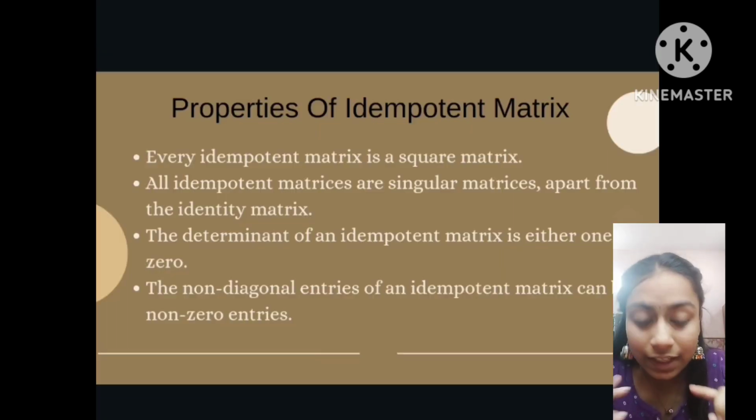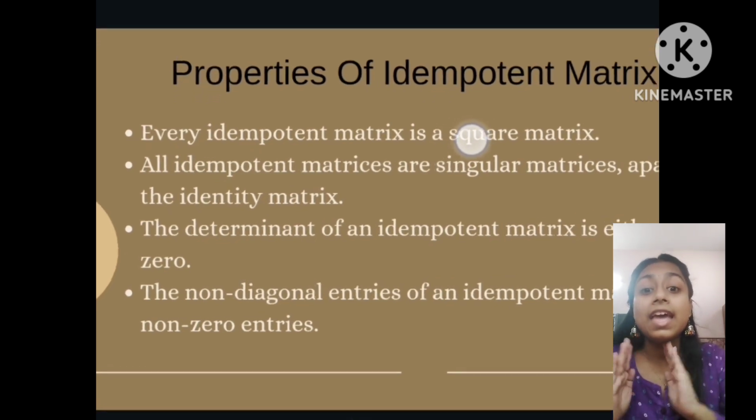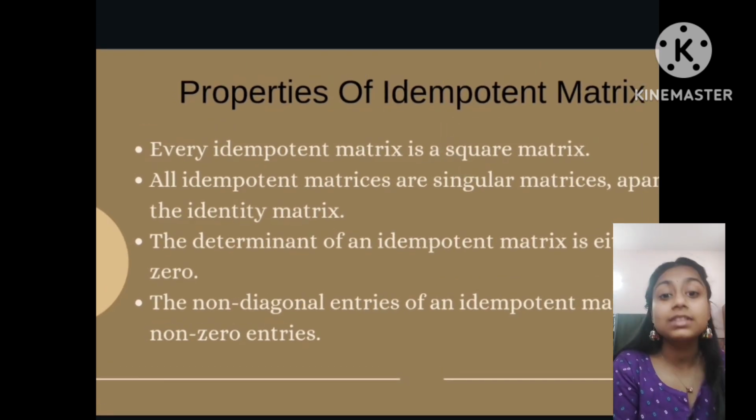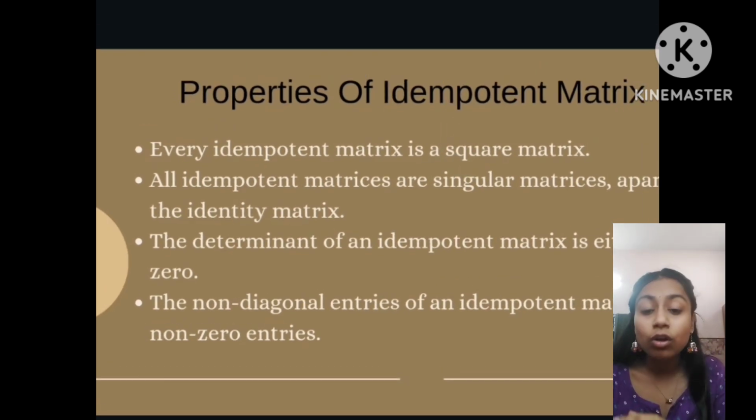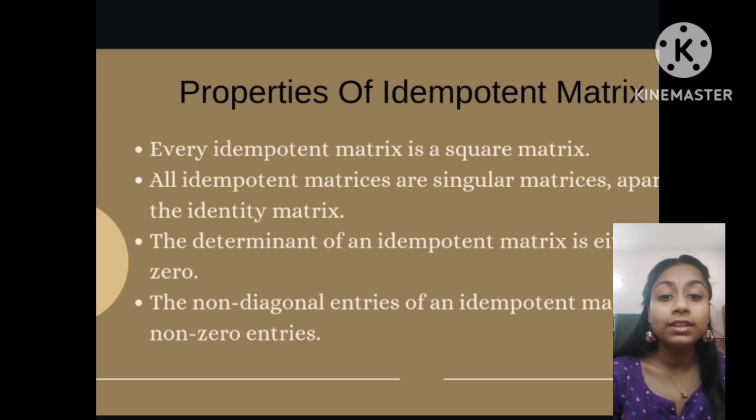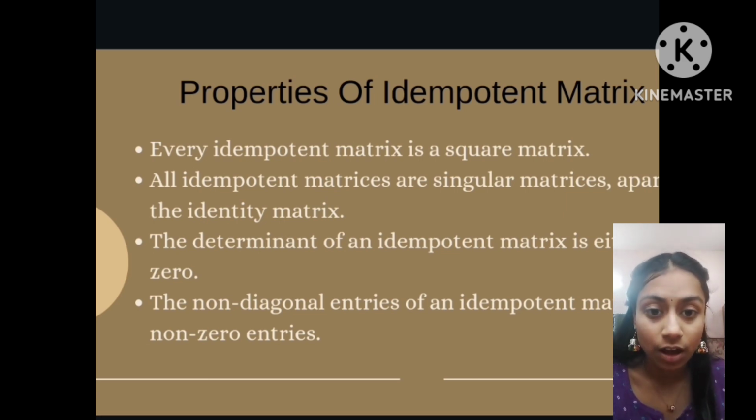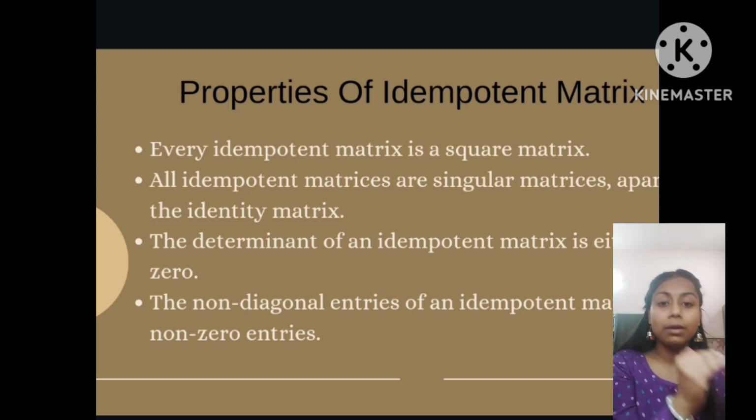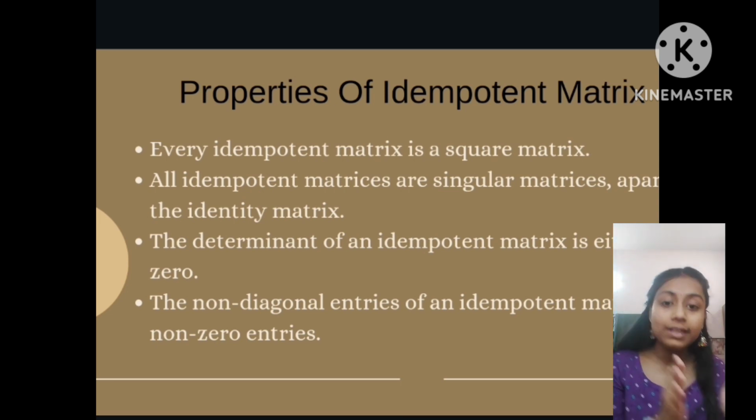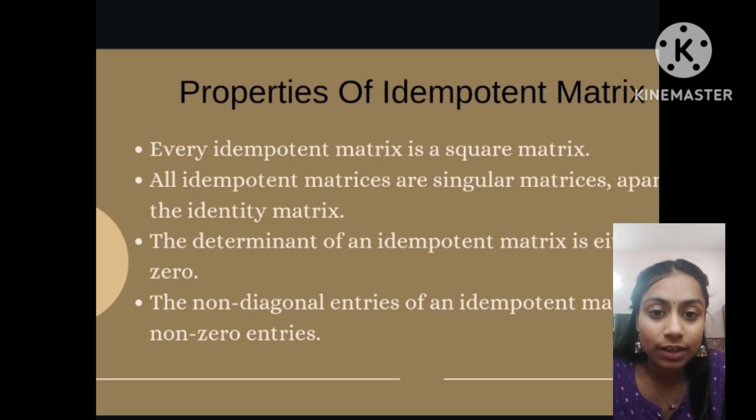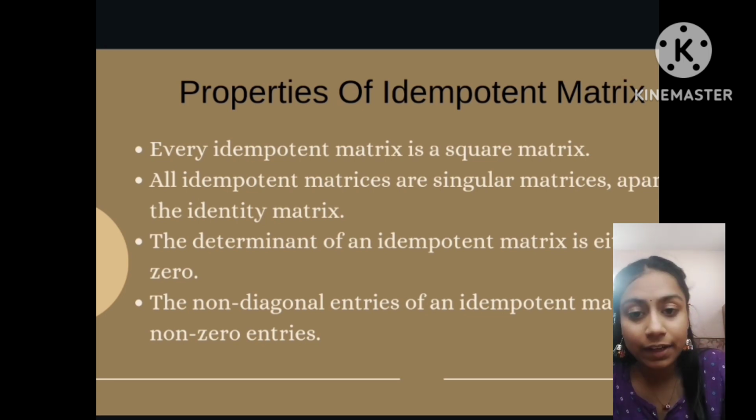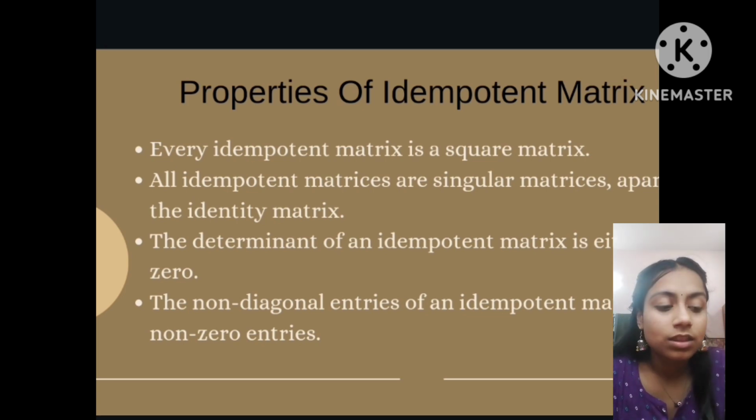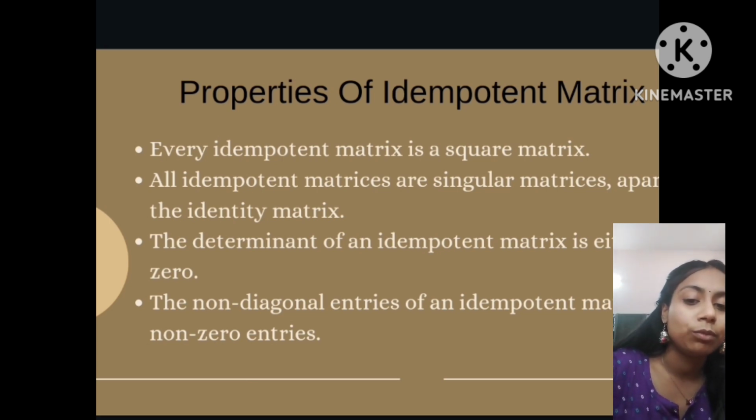Now we'll study some properties of idempotent matrices. The first property is, as we saw in the definition, that every idempotent matrix is a square matrix. The order of an idempotent matrix can't be 2 by 3, 4 by 3, etc. It can be only where rows and columns are equal, that is a 2 by 2 matrix, 3 by 3 matrix, then only it will be an idempotent matrix. Otherwise we can't verify a matrix as an idempotent matrix.